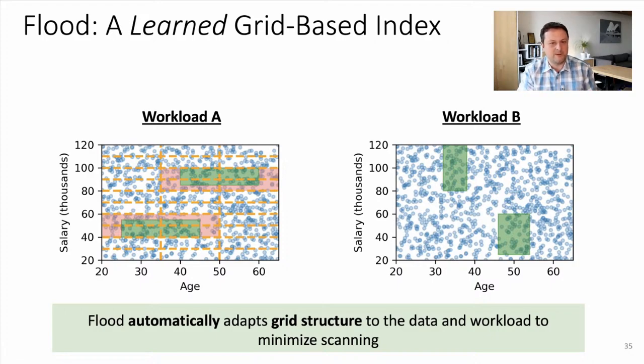So, for example, in workload A, it tries to do very narrow blocks, whereas in workload B, it takes this column type of format to minimize the overhead I have. And this is completely done automatically.